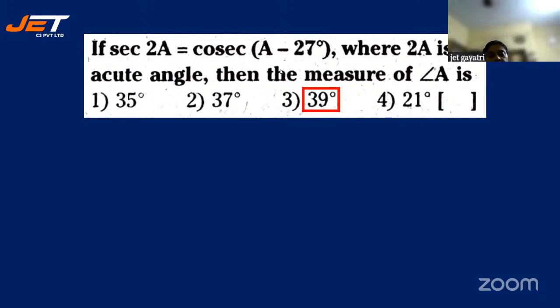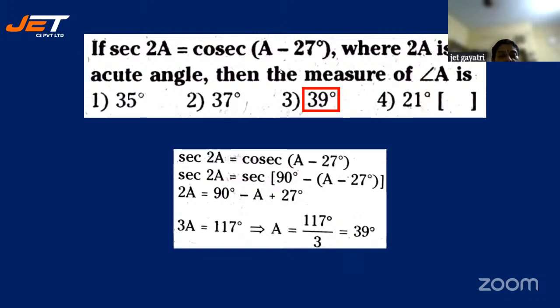Alright? Yes. See here. Let's see how this is being done. Secant 2a is nothing but cosecant of a minus 27 degree. Right? So this can be written as, what is cosecant theta? It is nothing but secant of 90 minus theta, isn't it? That's what we learned in yesterday's formula. So cosecant a minus 27 can be written as secant of 90 minus of a minus 27.